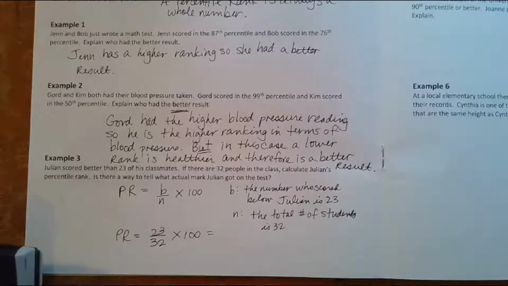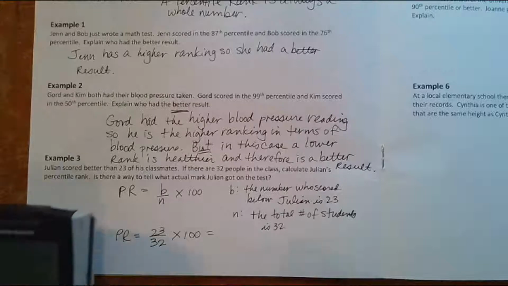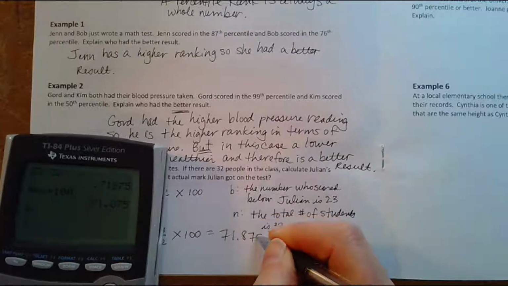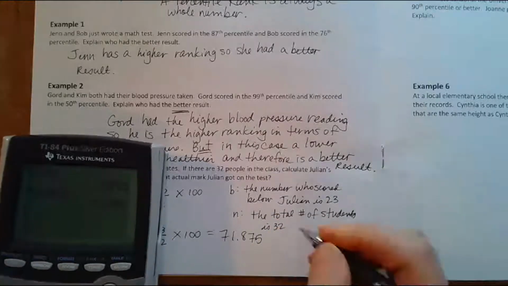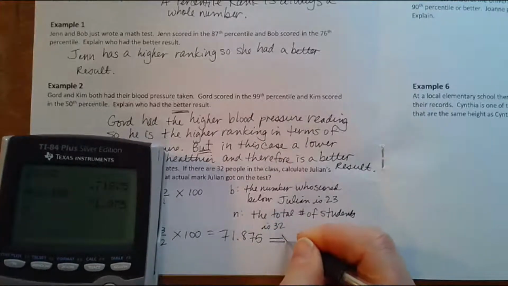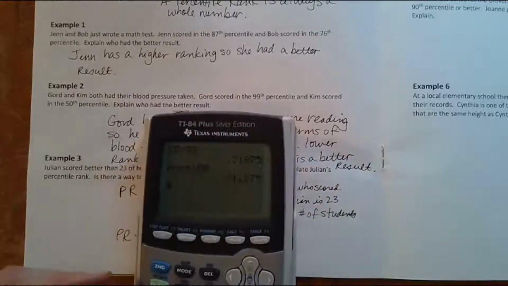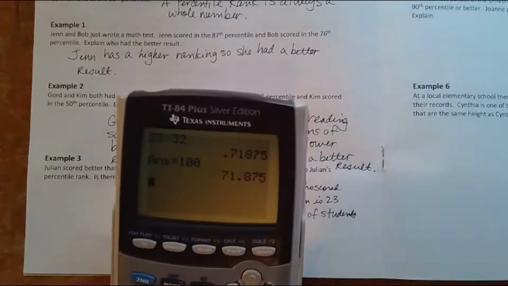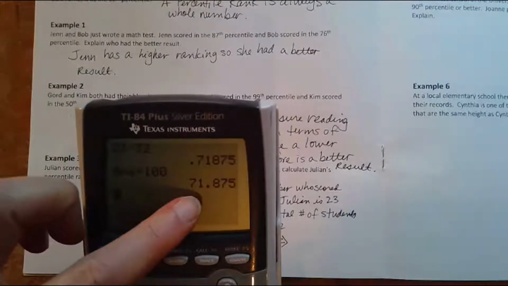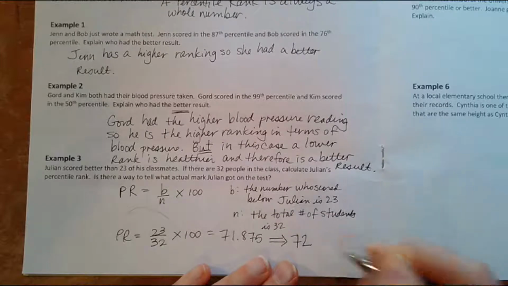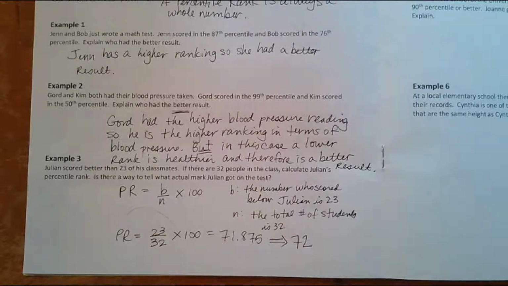Okay, so I get 71.875. Okay. So the percentile ranking always has to be a whole number. I have to round. And not only do I have to round, but you always round up. So 71 and a little bit is always going to round up to 72. So we say the percentile rank is 72.